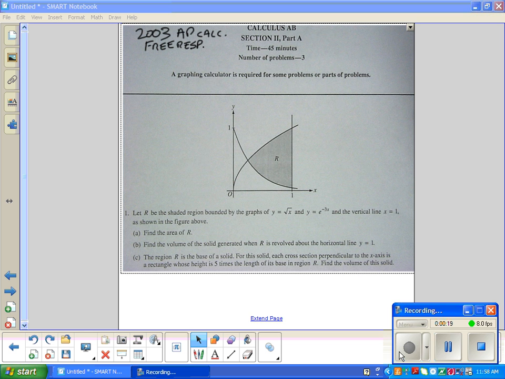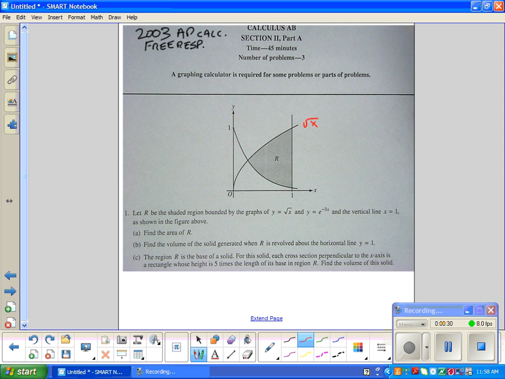It says let R be the shaded region of y equals the square root of x and y equals e to the negative 3x, and the vertical line x equals 1, as shown in the figure above. Without much thought, it should be easy to identify these three curves. Do we all agree? That's pretty easy for us to do. And it says find the area of R. Since this is a calculator problem, this should happen fairly quickly.